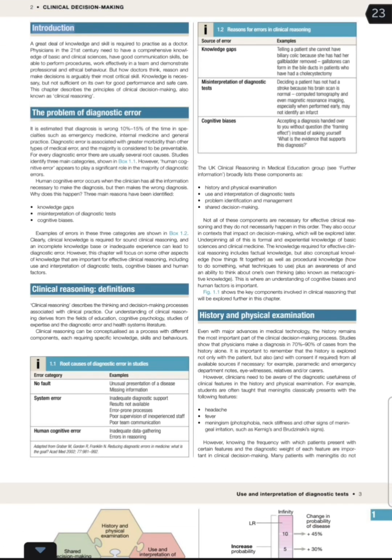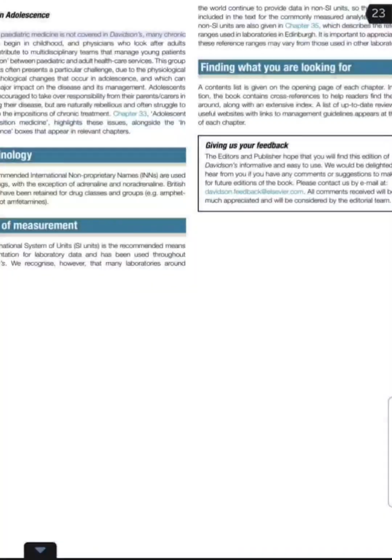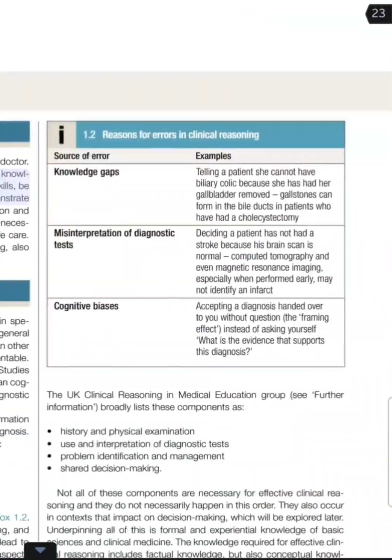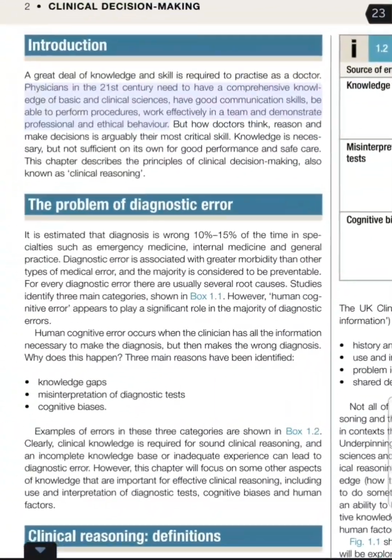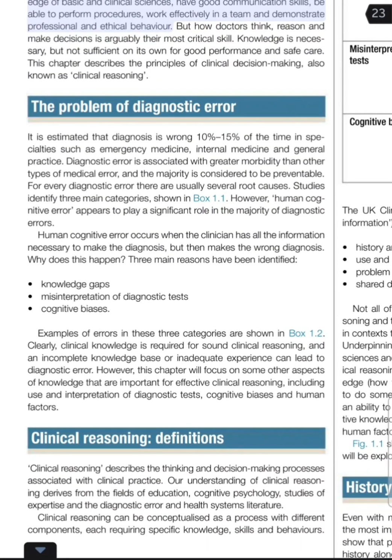Clinical decision making. Introduction. A great deal of knowledge and skill is required to practice as a doctor. Physicians in the 21st century need to have a comprehensive knowledge of basic and clinical sciences, have good communication skills, be able to perform procedures, work effectively in a team, and demonstrate professional and ethical behavior. But how doctors think, reason, and make decisions is arguably their most critical skill. Knowledge is necessary, but not sufficient on its own for good performance and safe care. This chapter describes the principles of clinical decision making, also known as clinical reasoning.